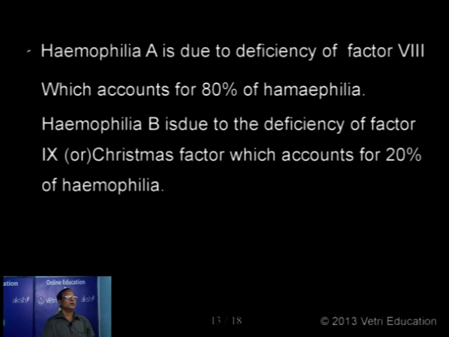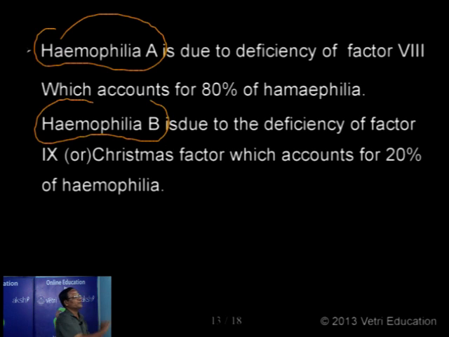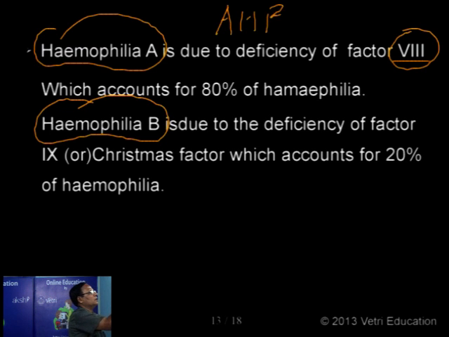Queen Victoria transmitted what is called hemophilia B to her son, Leopold. There are two types of hemophilia, hemophilia A and hemophilia B. Hemophilia A is due to the absence of factor number 8, also called AHF, anti-hemophilia factor. It occurs in 80% of hemophilia persons. Suppose 100 people are affected by hemophilia, 80 people have type A. Because of the absence of this factor, that person has hemophilia A.